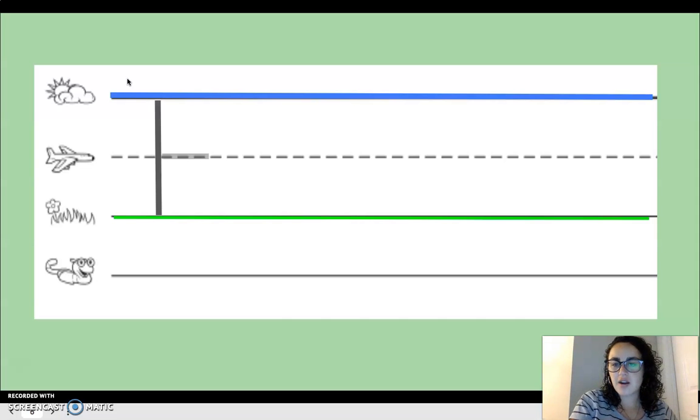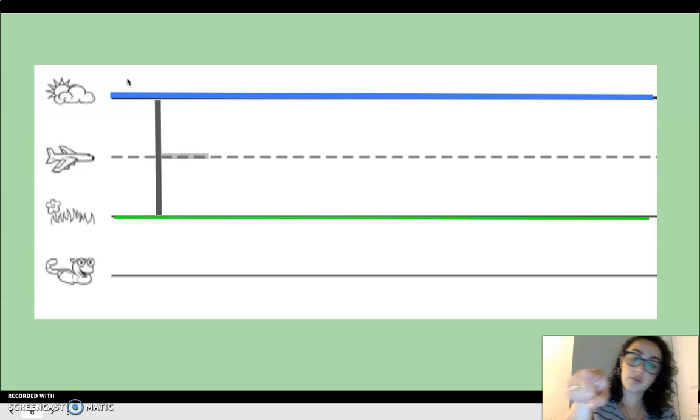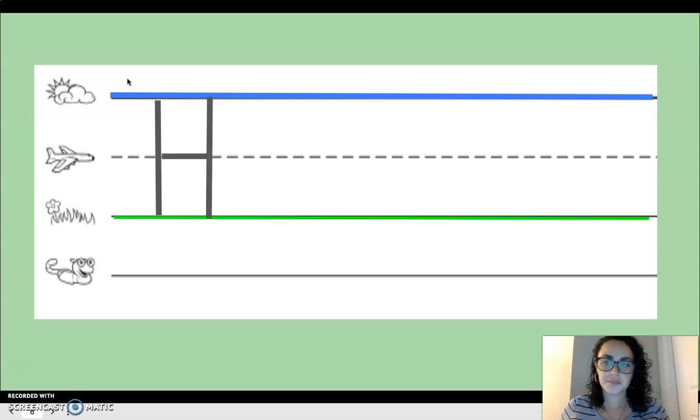And then our letter H. So to make an H, let's look at it again. It's all straight lines, right? Straight line down from the skyline to the grass line. Then we go to the plain line. We go across the plain line. And then back up to the skyline, down to the grass line. See that? So it's just 3 straight lines.